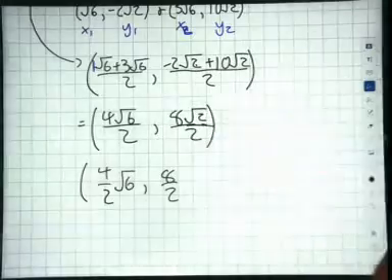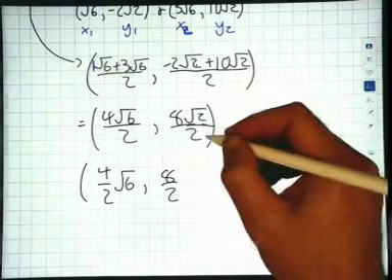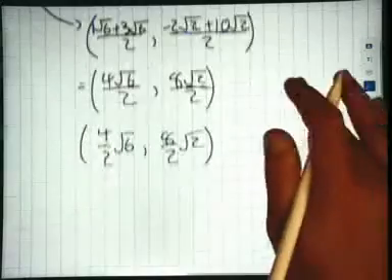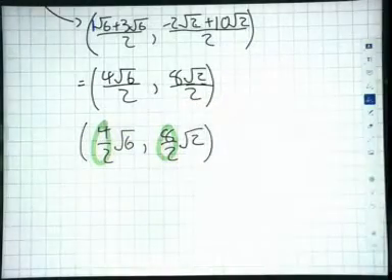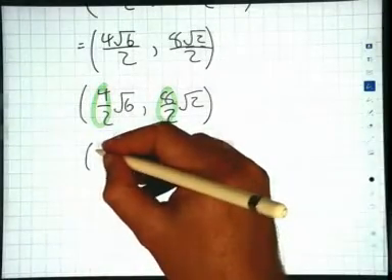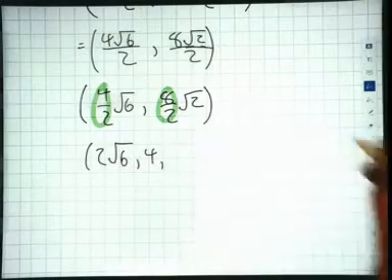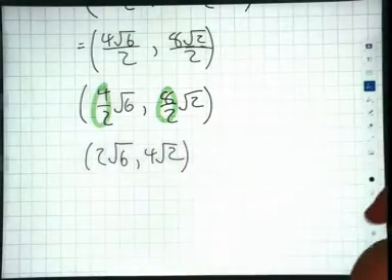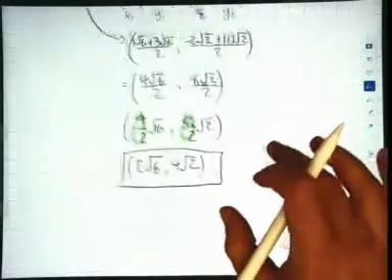Root 2. Yes, you're correct. Root 2. And then you could do that. And now I can think about simplifying these two guys. So 4 over 2 is 2 times root 6. 8 over 2 is 4 times the root 2. And we're done. Root 6, root 2 do not simplify.